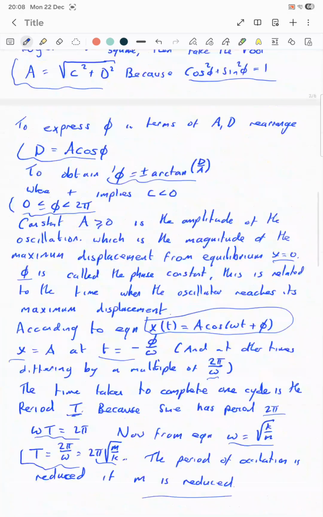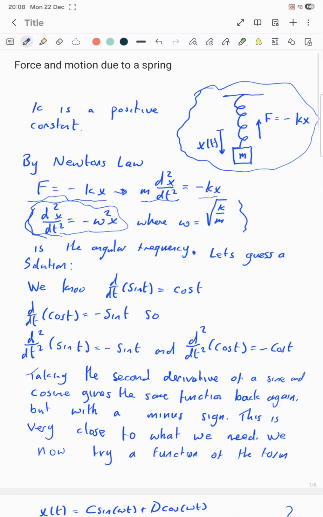And that's force and motion due to a spring.